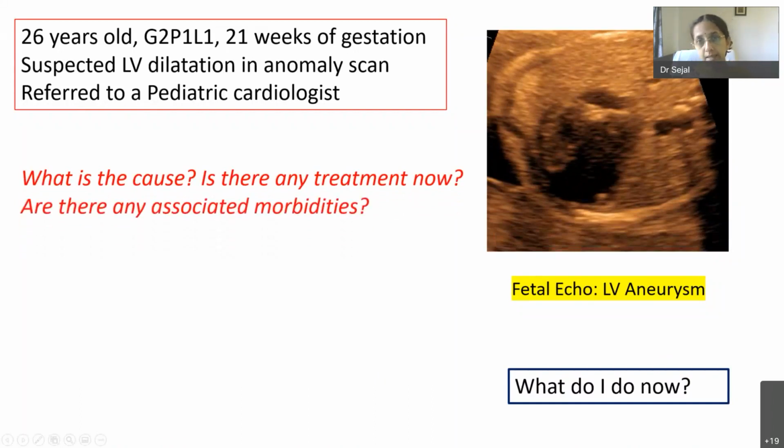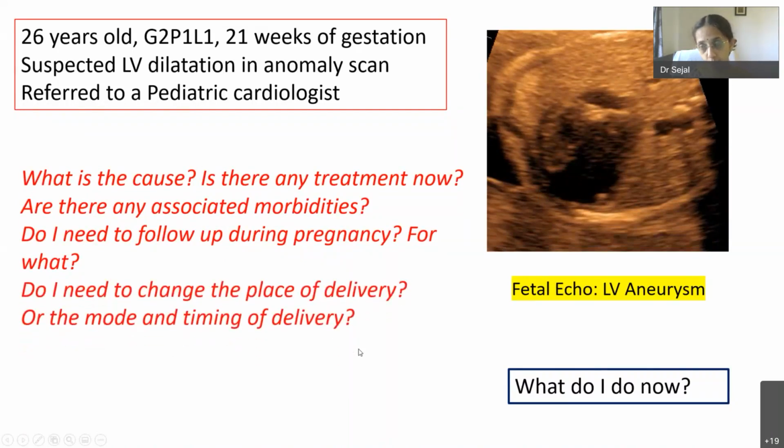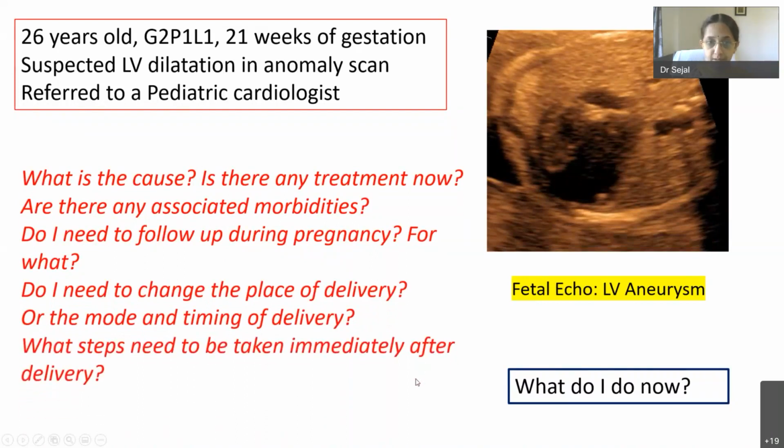Are there any associated morbidities which I need to rule out during pregnancy? Do I need to follow this lesion in pregnancy and what will I keep seeing? Do I need to change the place of delivery or mode and timing of delivery? And what steps need to be taken immediately after delivery? And the most important is the prognosis. The mother is at 21 weeks of gestation. Obviously, they're going to ask you a lot about the child and a decision about query termination. So all these questions will come in front of you the time when you pick up a structural lesion.